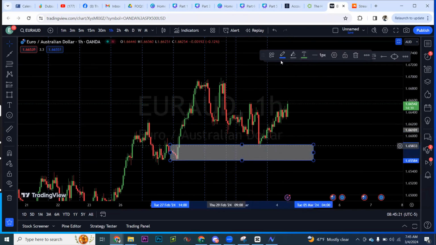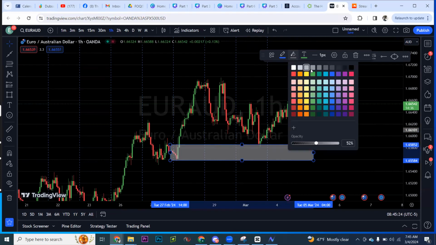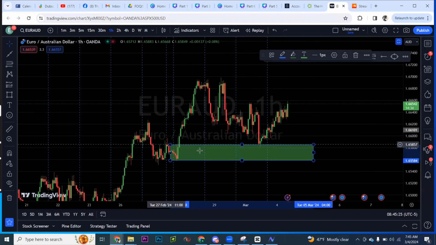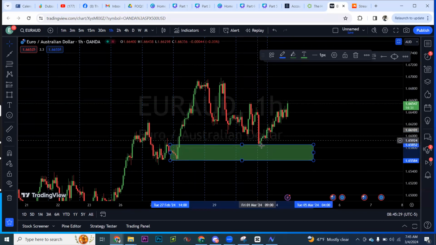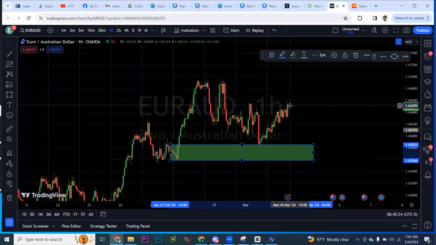So with this zone, I like to make it green so I know that when price gets here, we look to buy from it. You see price came back to this zone and then bought back, because you want to buy it for as cheap as you can. Yeah, you can look at it that way. Okay, so right here, we got our demand zone.